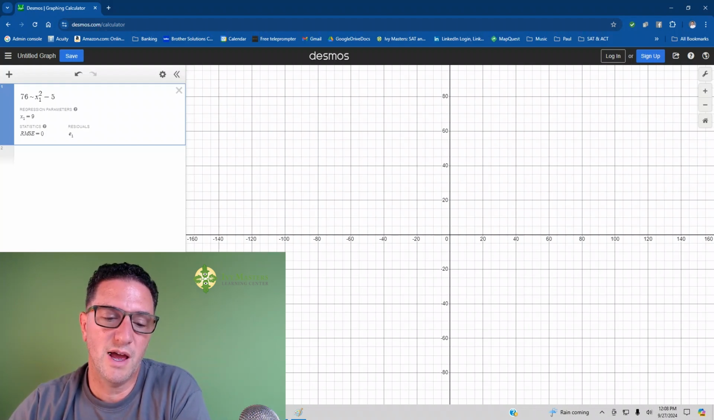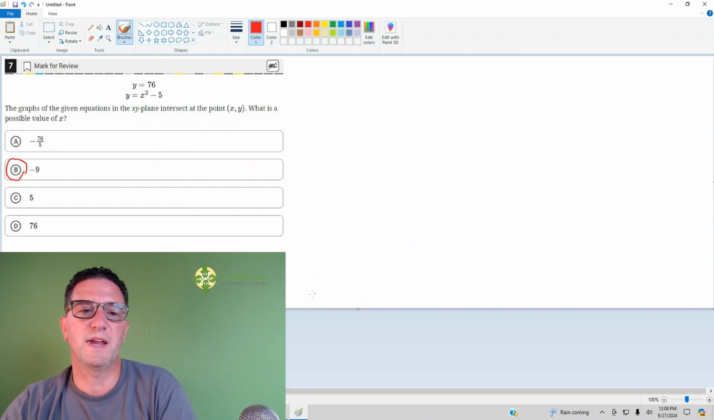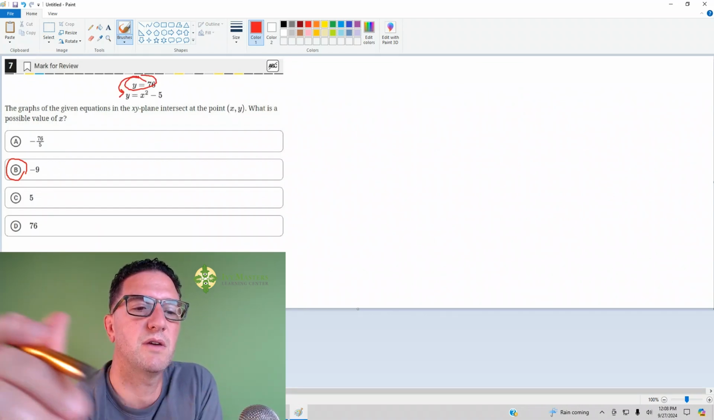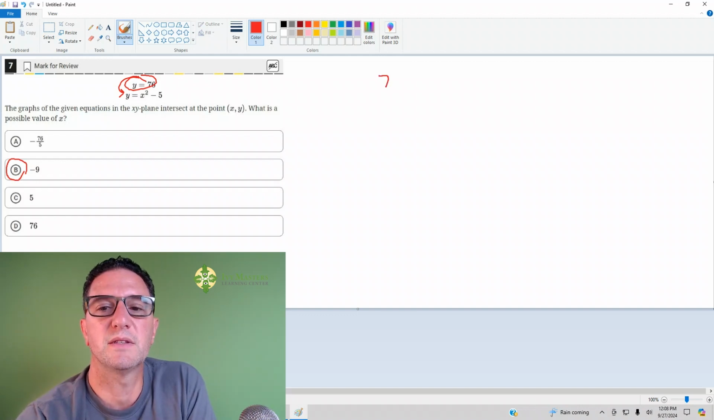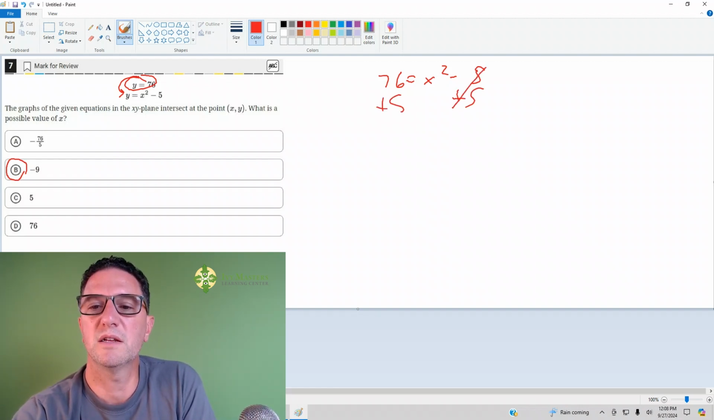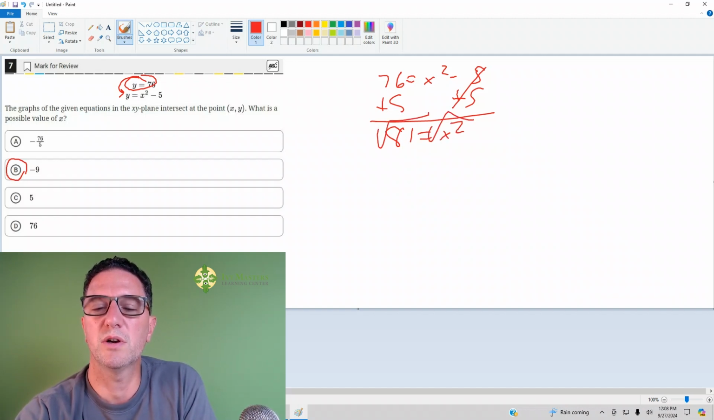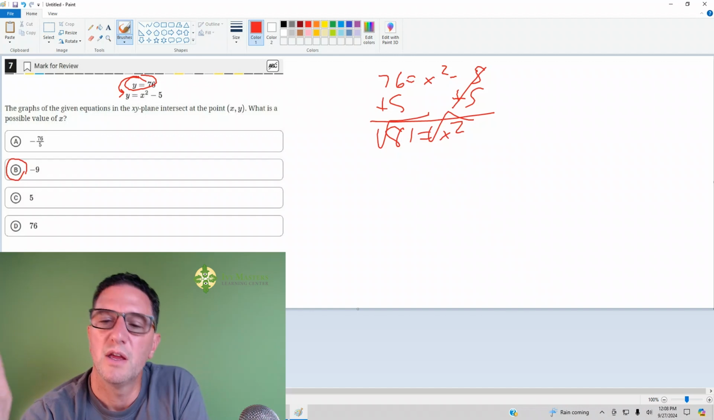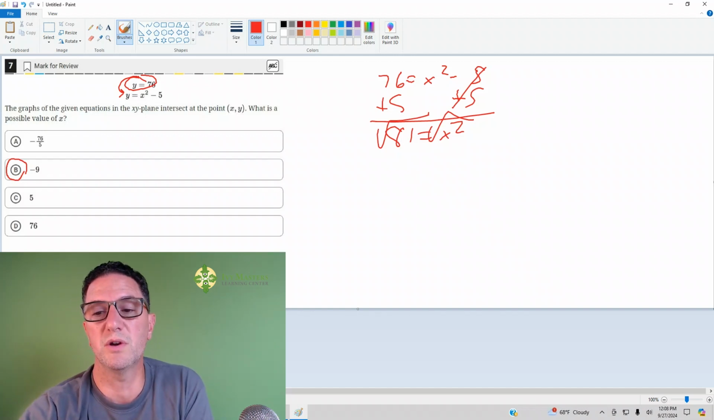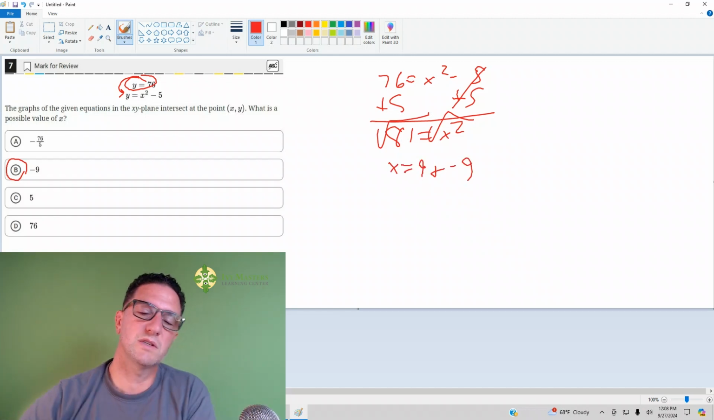Okay, now lastly, we could also solve this by hand. If we solve it by hand, since y equals 76, in place of y we're going to put 76. And then we get 76 equals x squared minus 5. Then we add 5 to both sides. This cancels. You get 81 equals x squared. When you take the square root, you've got to remember, if your x is 9, you get 81. If your x is negative 9, negative 9 times itself is also 81. So that's why x equals 9 and negative 9. And once again, B is your answer.